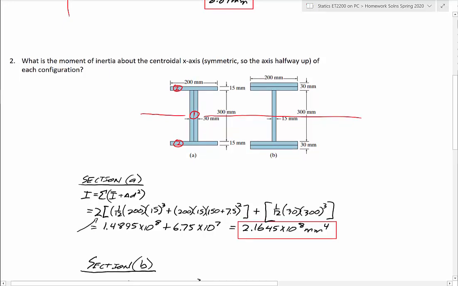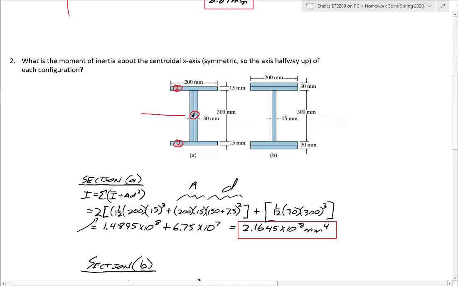1/12 bh cubed, 1/12 215 cubed, plus this is my area, and then this is the d. I can see with that d value, I have 150 to get from the centroid down to the top of that flange, and then I have to add another 7.5 to get it to its centroid, giving me that 150 plus 7.5. For my other shape, shape number 1, I don't have to use parallel axis theorem because its centroid is already on that axis, so I'm just using 1/12 bh cubed. Add all that together, and I ended up with 2.1645 times 10 to the 8th millimeters to the fourth.